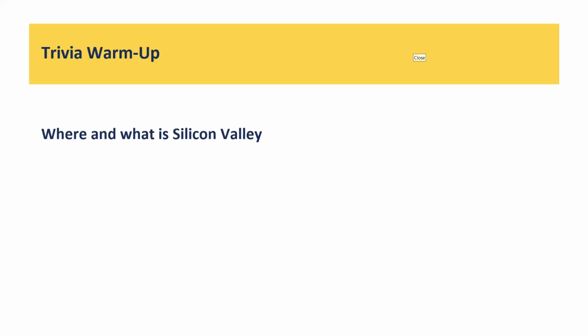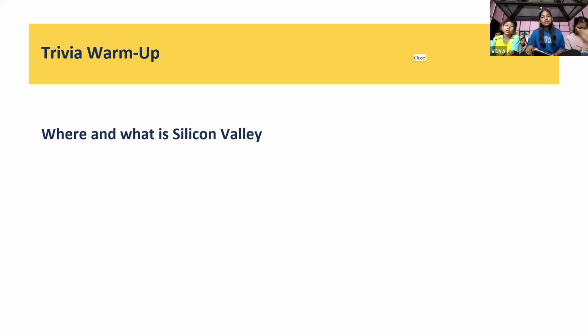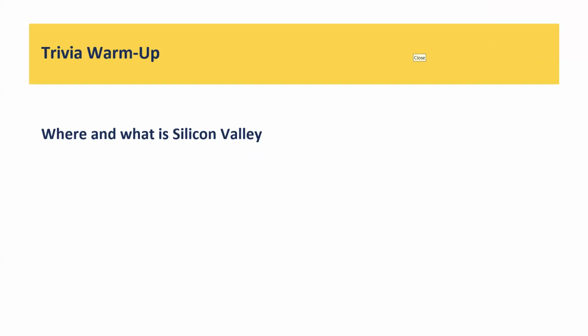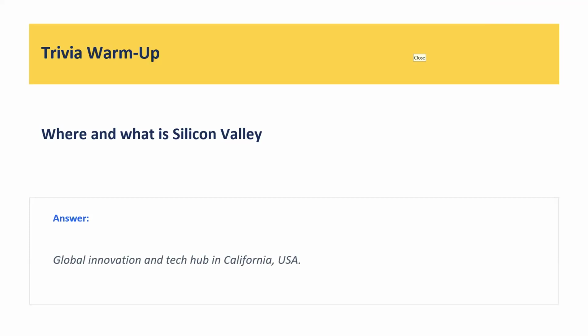Just for the trivia warm-up, could anybody tell me where is Silicon Valley? Where and what is Silicon Valley? Silicon Valley is located in USA. California, USA? Yep, that is correct. For anyone who doesn't know, Silicon Valley is a global innovation and tech hub with a lot of technology companies, and it's located in California, USA.